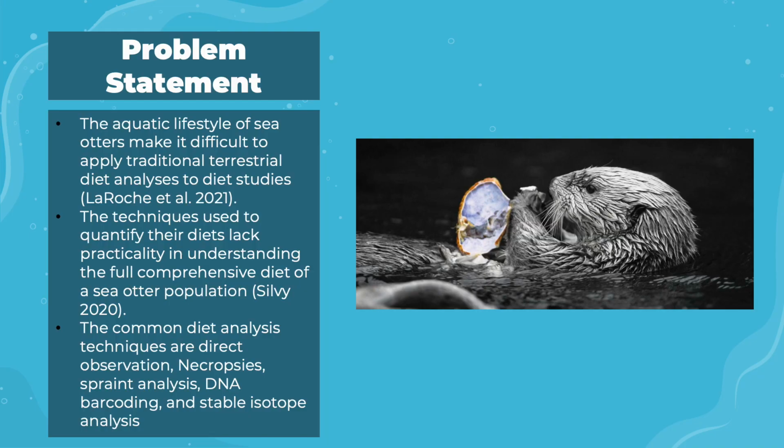The problems associated with the analysis of sea otter diets stem from their aquatic lifestyle. This lifestyle makes it difficult to apply traditional terrestrial diet study techniques. The techniques that are currently used also lack practicality in terms of understanding the full comprehensive diets of sea otter populations. The techniques in this review are direct observations, necropsies, scat analysis, DNA barcoding, and stable isotope analysis.